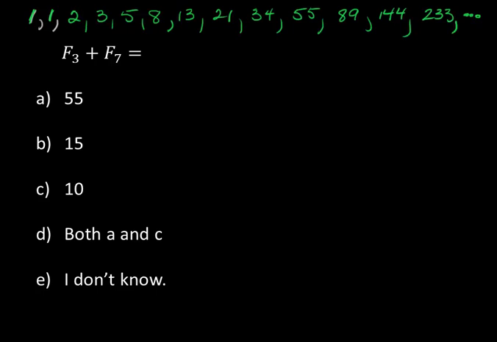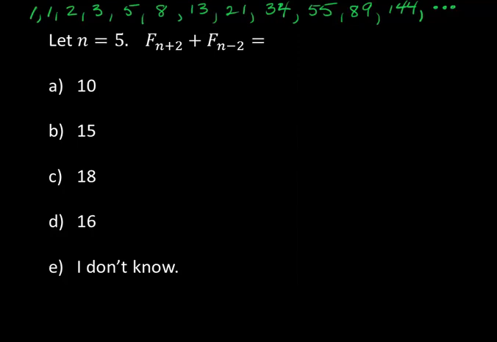Now I'll solve it. F3, that is the third Fibonacci, which is 2 counting over, plus f sub 7, the 7th Fibonacci, would be 13. So 2 plus 13 is 15, and I find that part B is true. I don't know how A and C could possibly be true. Those answers don't make sense, but the answer is part B. It is equal to 15.